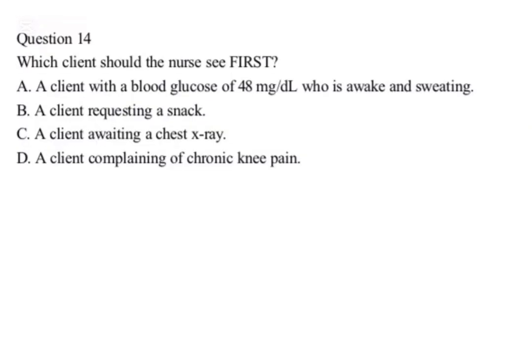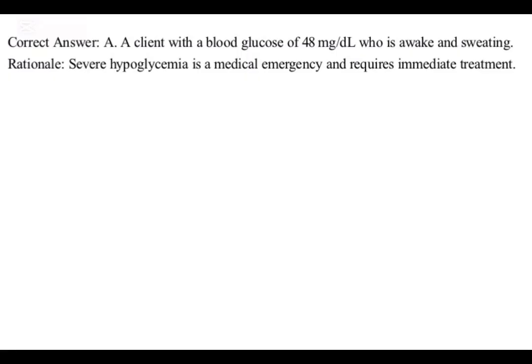Question 14. Which client should the nurse see first? A. A client with a blood glucose of 48 mg per deciliter who is awake and sweating. B. A client requesting a snack. C. A client awaiting a chest X-ray. D. A client complaining of chronic knee pain. Correct answer, A. A client with a blood glucose of 48 mg per deciliter who is awake and sweating. Rationale: severe hypoglycemia is a medical emergency and requires immediate treatment.